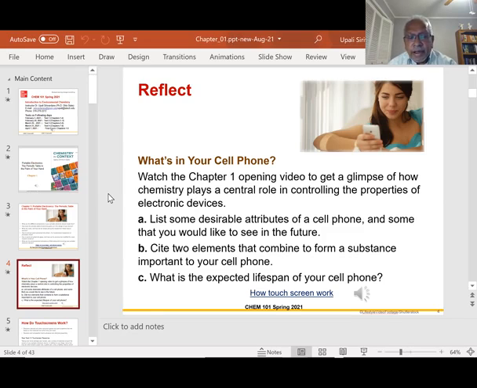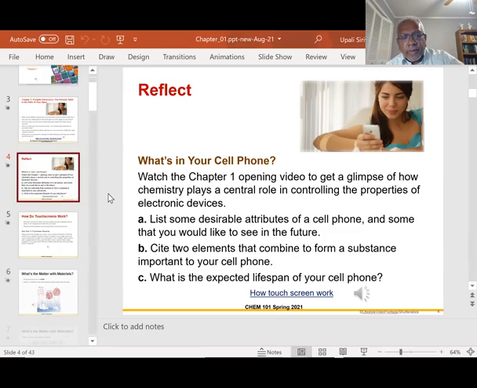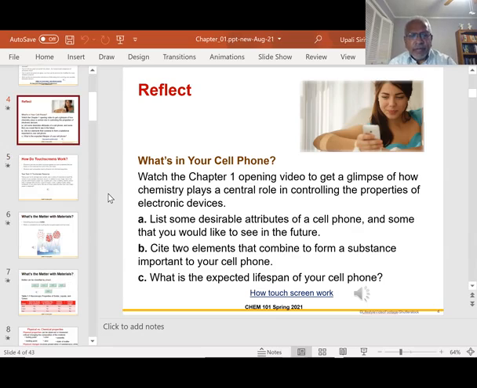What is the expected lifespan of your cell phone? The lifespan of my cell phone has been about 3 to 4 years. They become obsolete. So how many of you use a cell phone more than 3 years? 4 years probably. With your new cell phone plan, you always get a new one, but you pay higher prices for that.